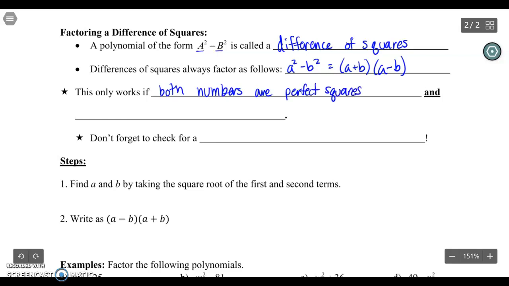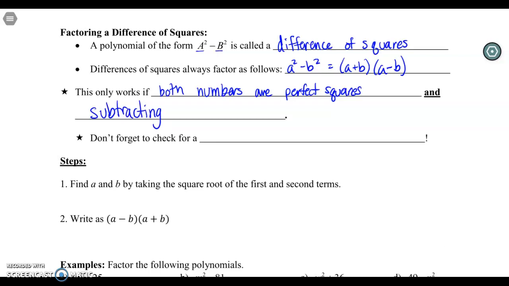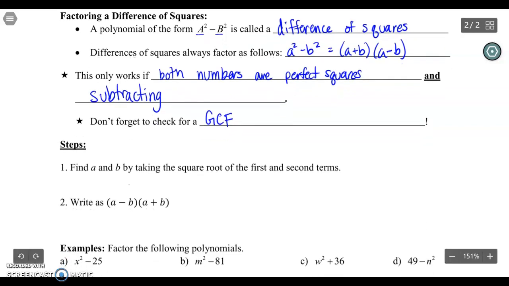And you're subtracting. Okay, so you have to get that difference, which is subtraction, of squares, which means that both numbers are perfect squares. Another caution is not to forget to check for a GCF first. Okay, so here's the steps. There's really only 2 steps here. It's super nice. You find A and B by taking the square root of the first and second terms, and then you just plug A and B into the formula.